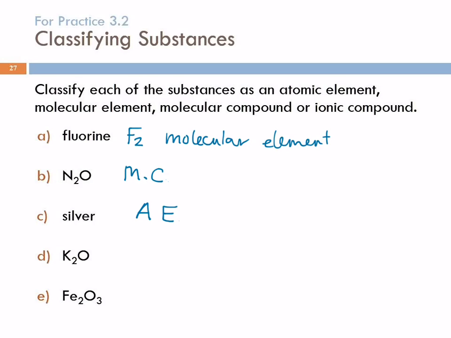So this is an atomic element. How about K2O? It's an ionic compound. So this is IC. Potassium is a metal. Oxygen's a nonmetal. So this is going to be ionic. How about Fe2O3? It's another ionic compound. Any questions?